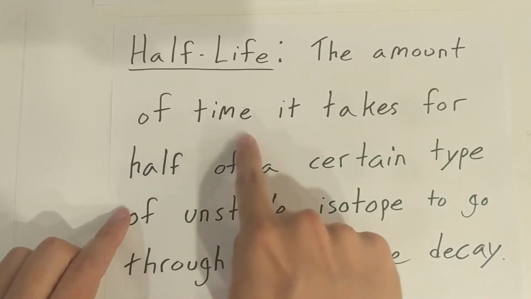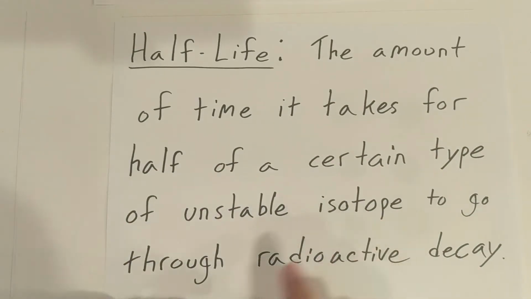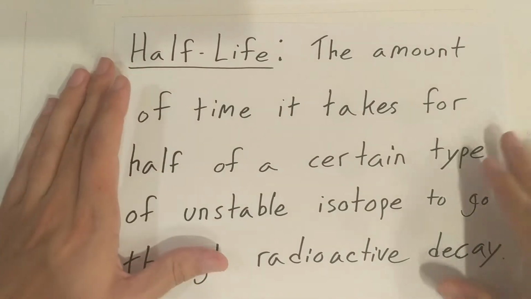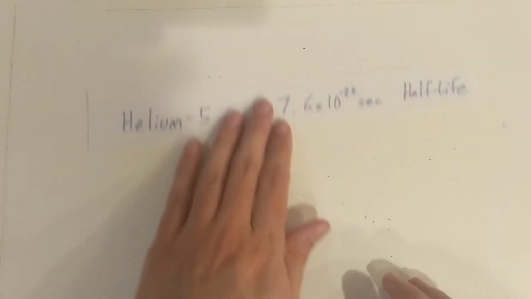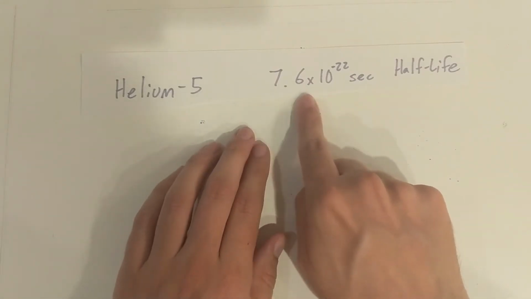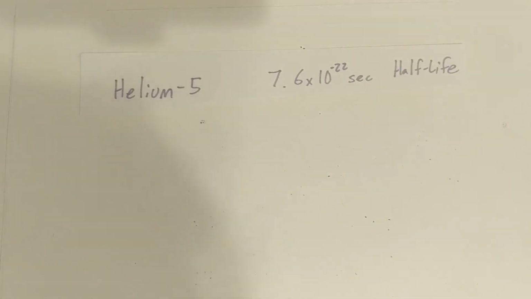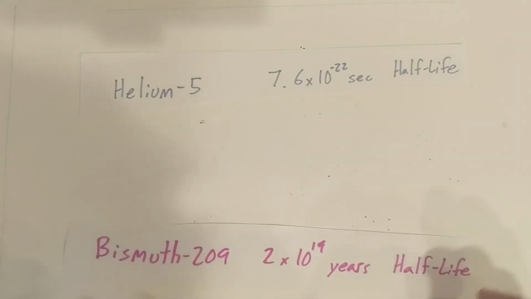Half-life is the amount of time it takes for half of a certain type of unstable isotope to go through radioactive decay. And we have a lot of different isotopes that each have a very unique half-life. So if we take a look at some different isotopes and their different half-lives, we could see that the isotope helium-5 has a half-life of 7.6 times 10 to the negative 22 seconds, which is a very, very short half-life.